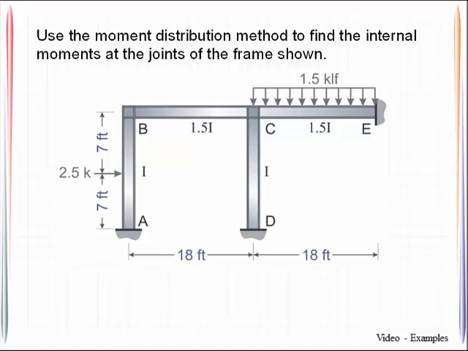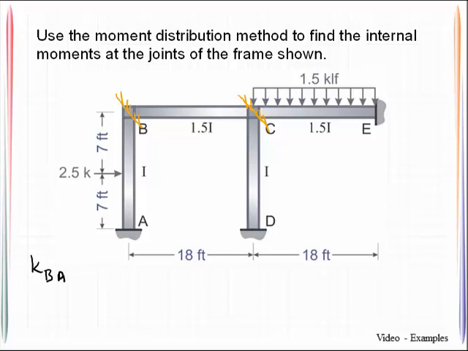So we are being asked to solve for the internal moments at the joints, and we will begin the process by locking all of our joints against rotation. A, D, and E are already locked, so I just now lock B and C to go along with that. Next step is going to be to solve for the stiffness factors.